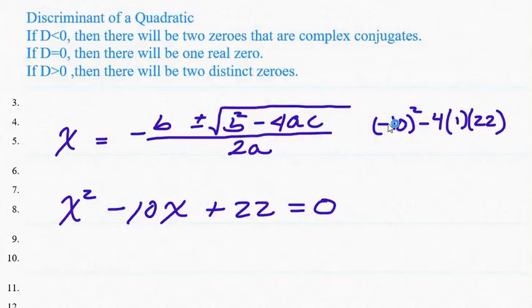Okay, so we're going to have a negative 10 squared is 100. Minus 4 times 1 is 4, and 4 times 22 is going to give us 88. And this is all going to equal 12. So the discriminant, which is under the radical, is a positive number. Okay, so it's greater than 0. So like the last problem, I believe, it's going to fall into this category here, where we're going to have two distinct zeros.